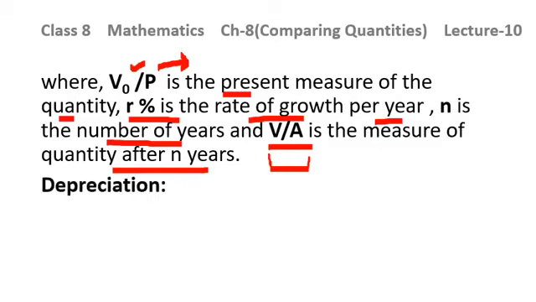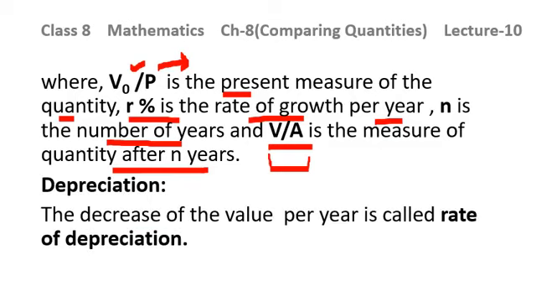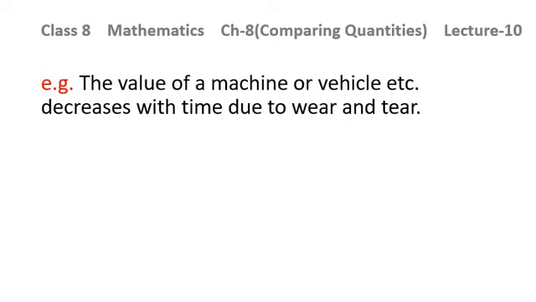Now coming to the depreciation part, the decrease of the value per year, simple as this. Depreciation means decrease in the value of something. If you are considering the rate of decrease of value per year, then that will be the rate of depreciation. For example, the value of a machine or vehicle, etc., decreases with time due to wear and tear.